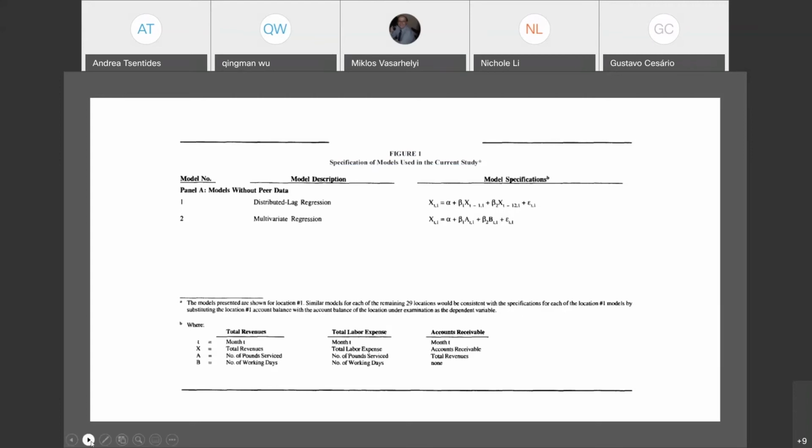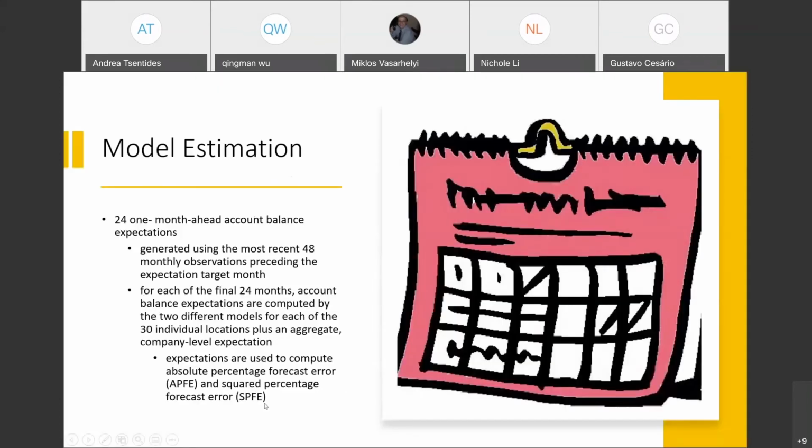All right, so let me go to the next slide. All right, so, model estimation now. The 24 one-month-ahead account balance expectations were estimated. They were generated using the most recent 48 monthly observations preceding the expectation target month.